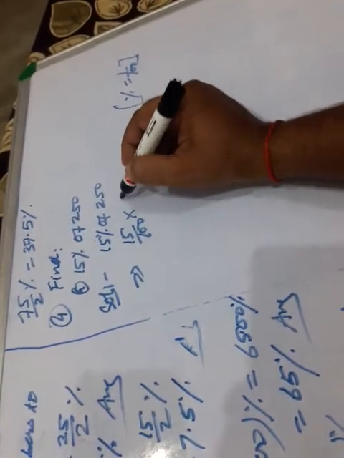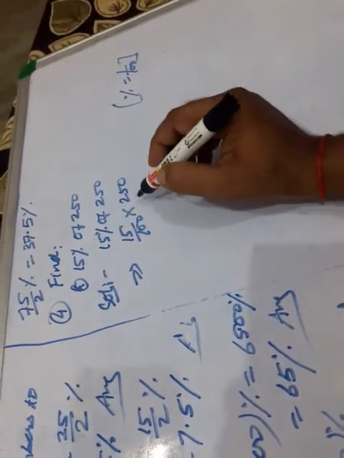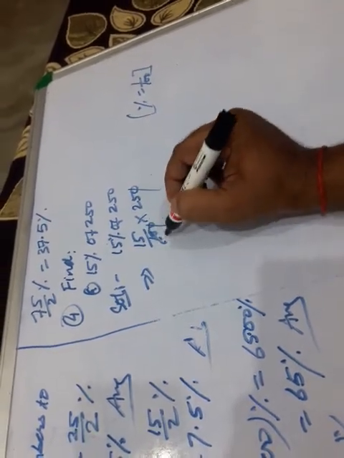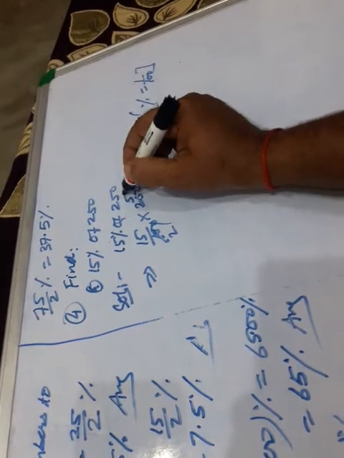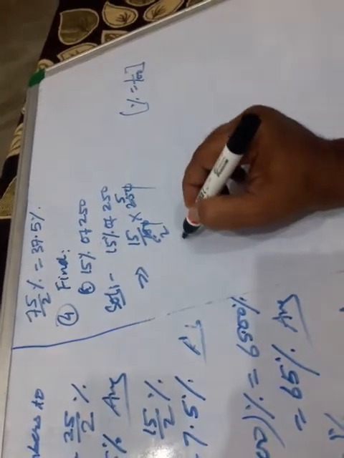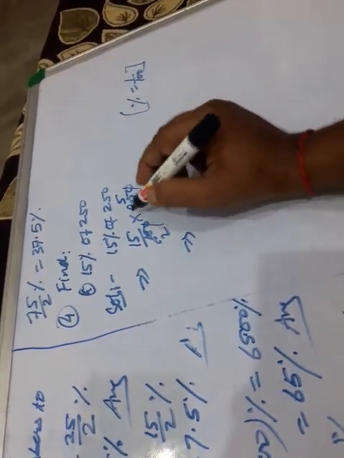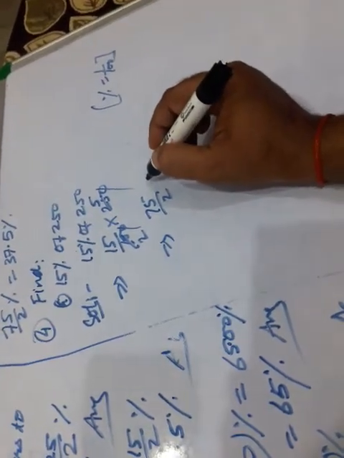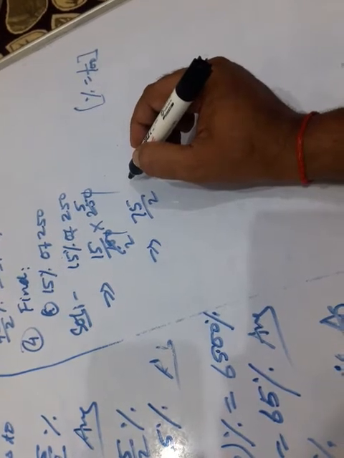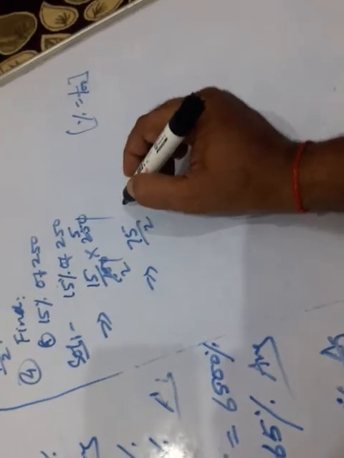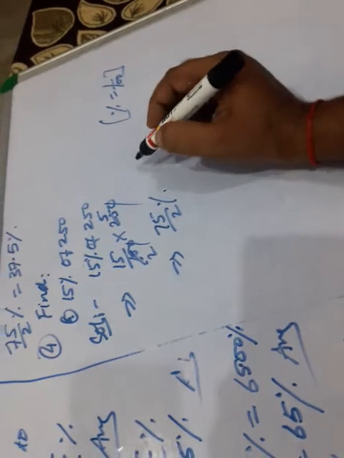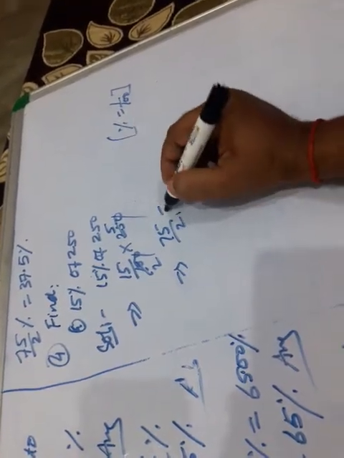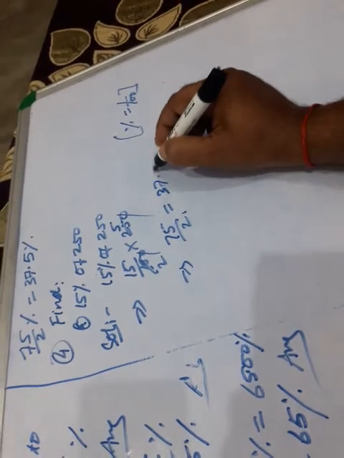Of means multiply, and 250. Now you simplify it. Here 0 and 0 got cancelled. 5 twos are 10, and 5 fives are 25. So 15 times 5 is 75. 75 upon 2, and it's clear, this is 75 upon 2. 75 upon 2 is equal to 37.5.